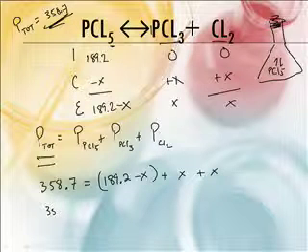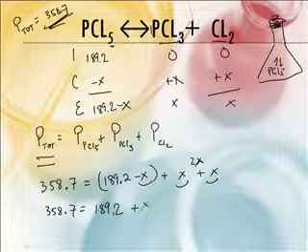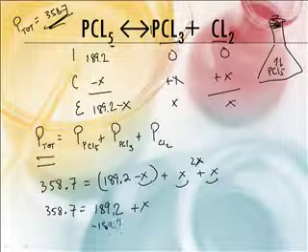So 358.7 equals 189.2. I have a negative x, a positive x, and a positive x. This is 2x. So 2x plus negative x would be just x. So if I subtract 189.2, I do not need a big calculator on this one, or solver deal.